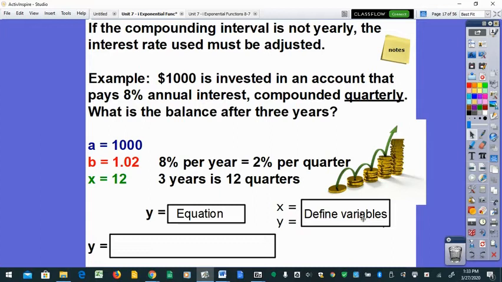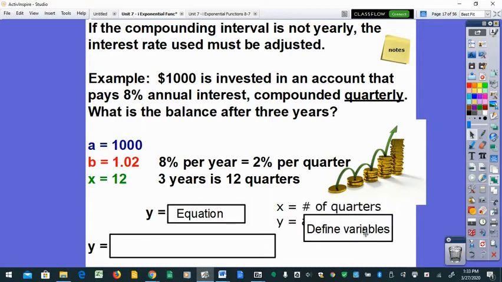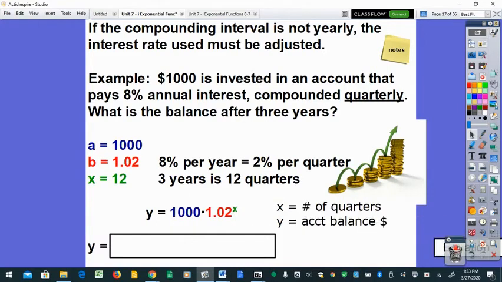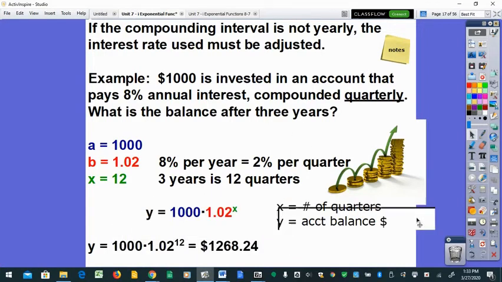So the first thing is x is going to be the number of quarters, not years, and y is going to be our account balance in dollars. And our equation is going to be y equals 1,000 times 1.02 raised to the 12th. So basically we took the percent and divided it by 4, turned it into a decimal and added to 1. And then we're going to take this x, which was 3 years, and multiply it by 4 to get the number of quarters. And when you put that into the calculator, you will see that you will have $1,268.24 at the end of 3 years.